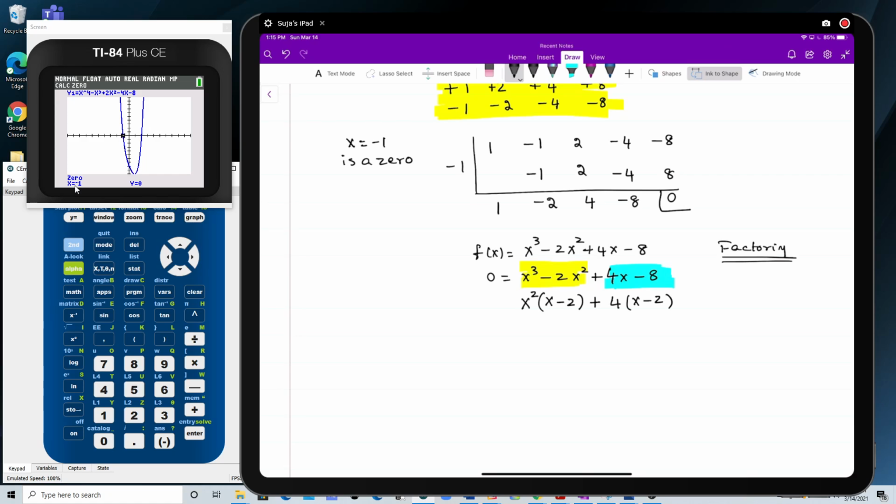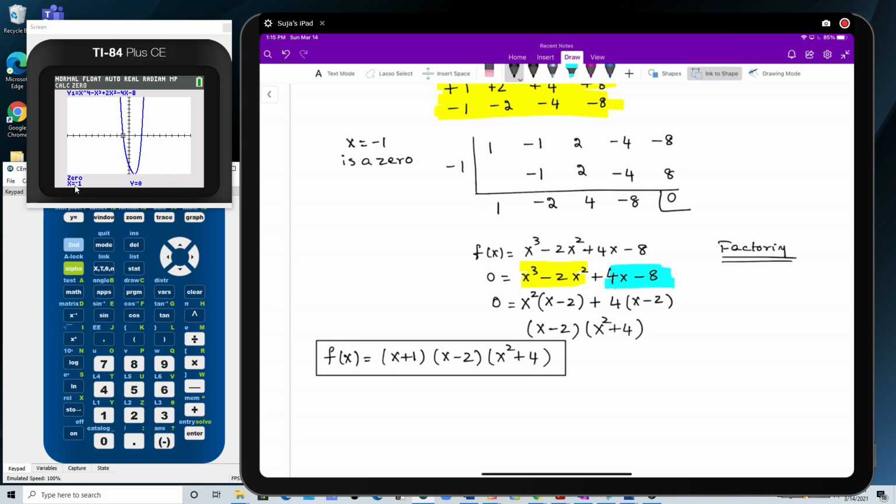Now I have a common binomial factor of x minus 2. If I factor that out, I'm going to get x squared plus 4. So right now my polynomial is in factored form. The given factor is x plus 1, because x equals negative 1 is a 0. Then I have an x minus 2, and then an x squared plus 4. This is my polynomial in factored form.